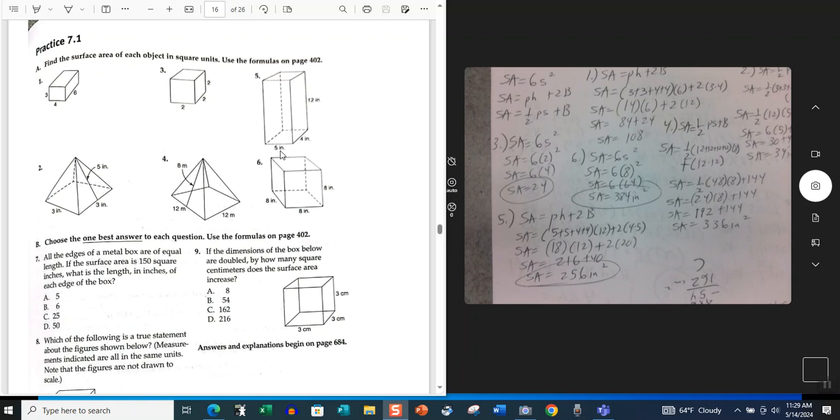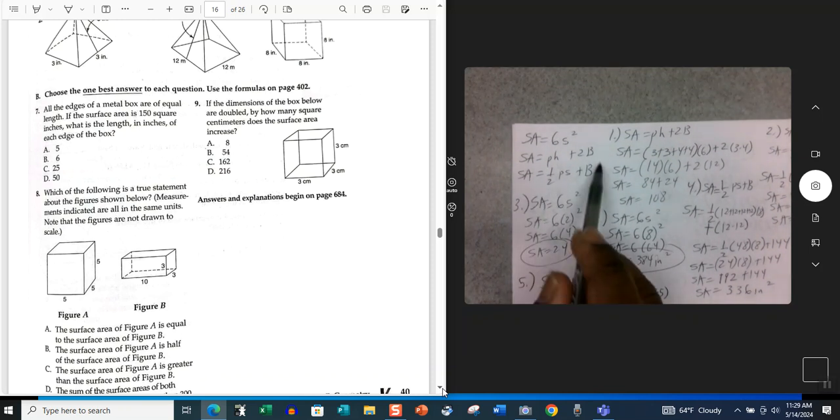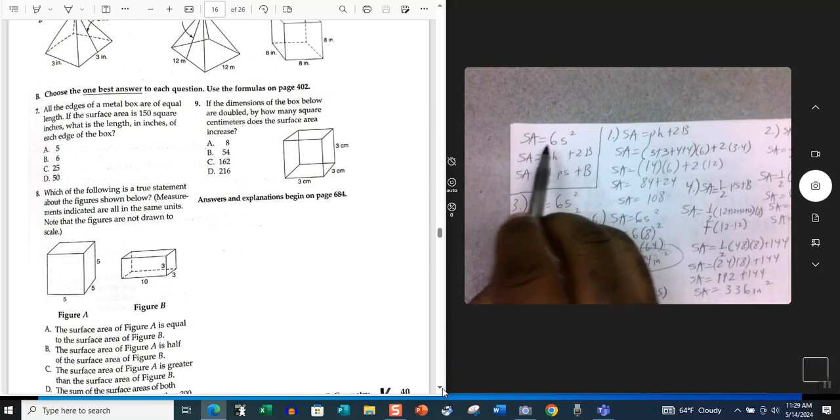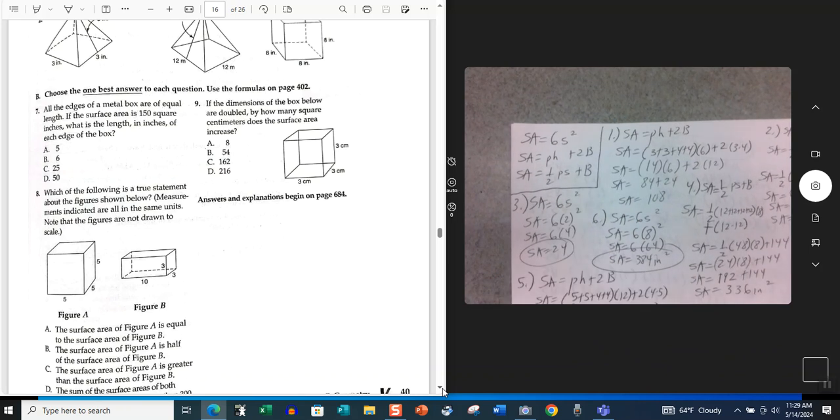So now we took care of problems 1 through 6. Now we have to deal with problems 7, 8, and 9. Okay, problem number 7, it says, well, B, it says choose the one best answer to each question. Use the formulas on page 402. Now the formulas they're talking about are the three formulas we've been using. These three formulas, one for the square prism, rectangular prism, and a pyramid.